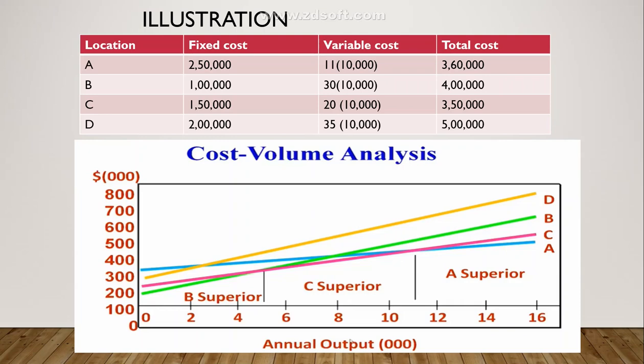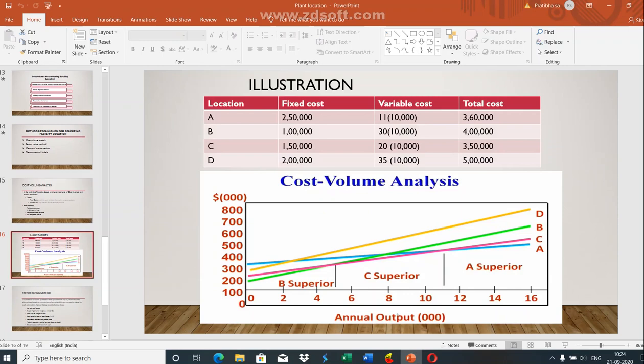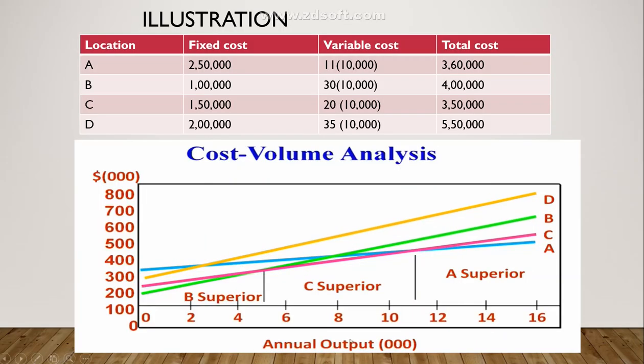And then let's see what location D involves. It has a fixed cost of 2 lakhs and 35 rupees per unit. Multiplying by 10,000 units, we get 3,50,000. Sorry, plus the 2 lakhs fixed cost, so the total cost of location D is 5,50,000.